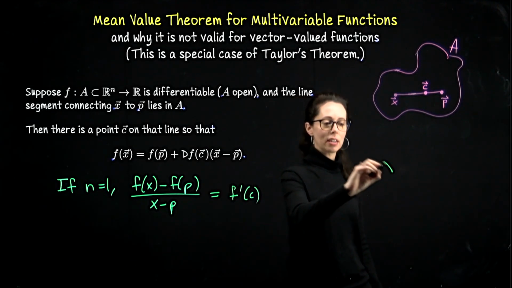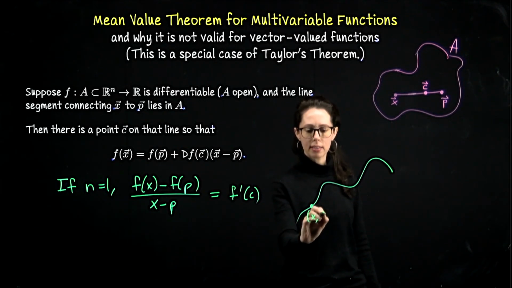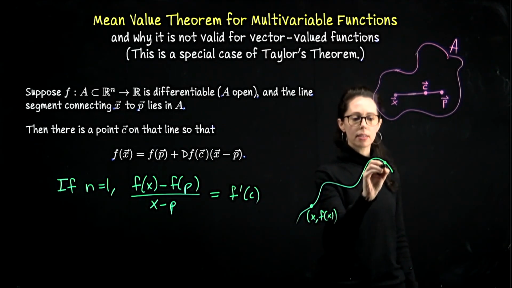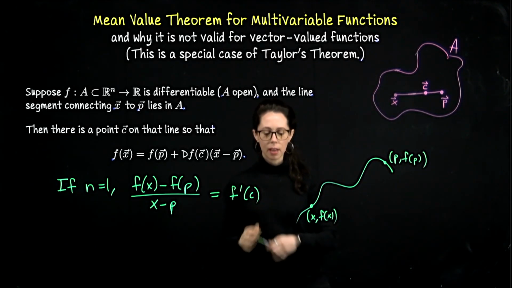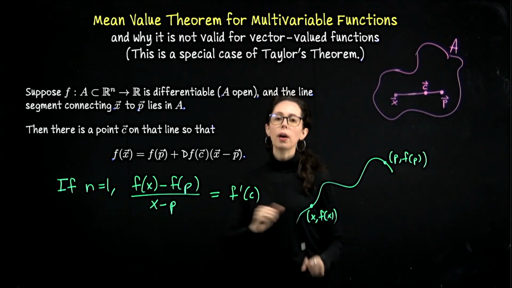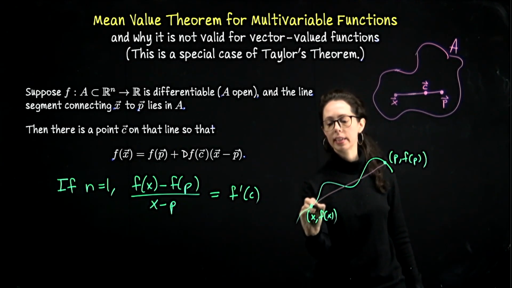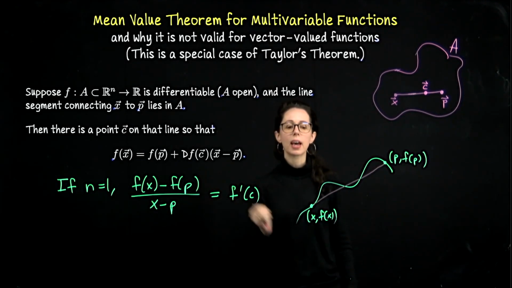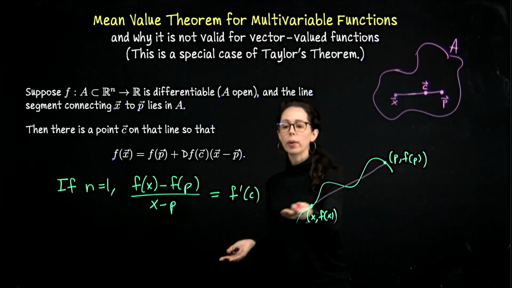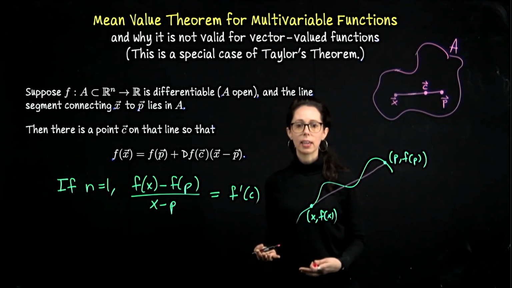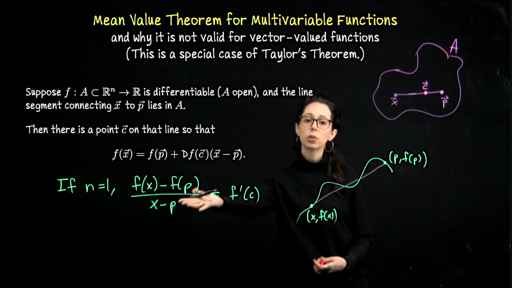So if I have some function like this and say this is the point x, f of x, and this is the point p, f of p. On the left-hand side, we have the slope of the straight line connecting those two points. We call that a secant line. So this is the slope of the secant line on the left-hand side. And then the mean value theorem tells us that somewhere between x and p is a point c where the derivative of f at c is the same value. That's like saying there's a tangent slope between these two points which is equal to the secant slope.